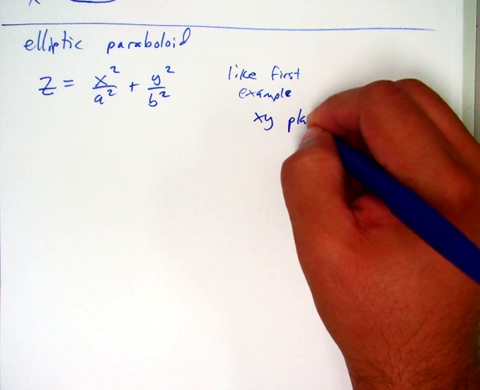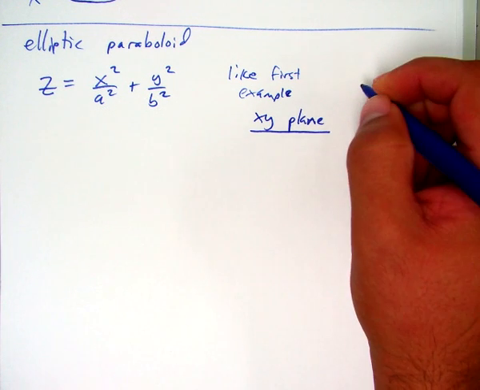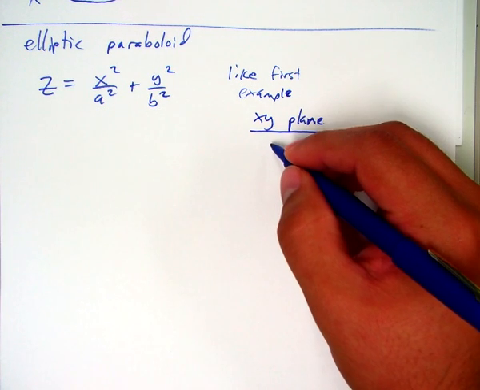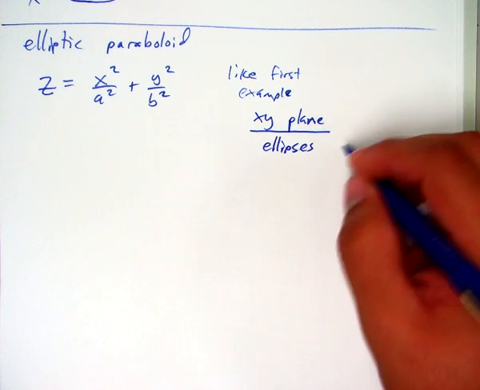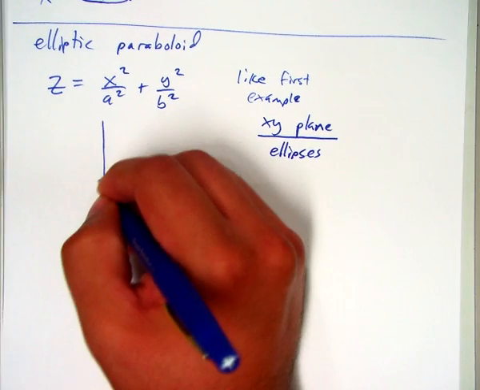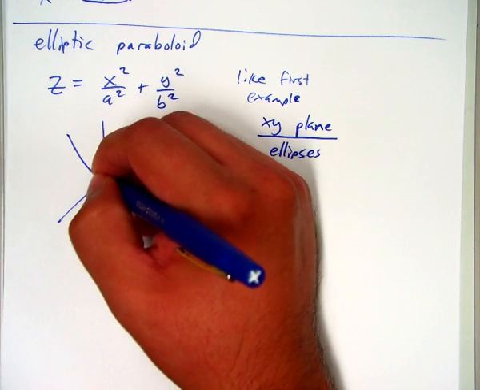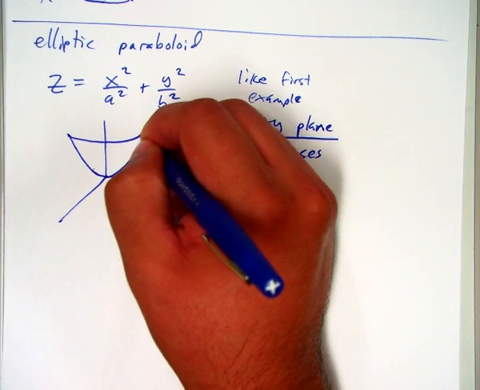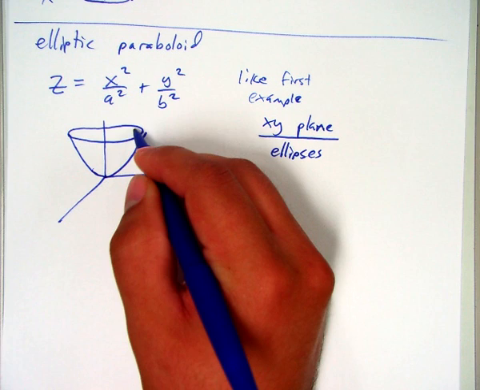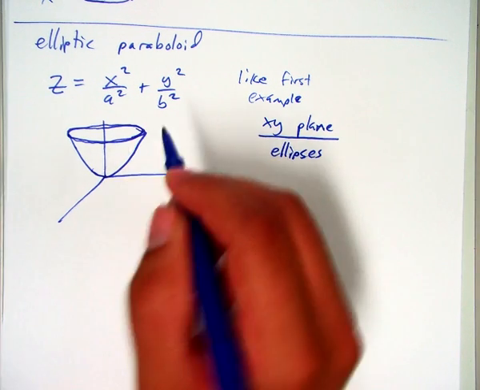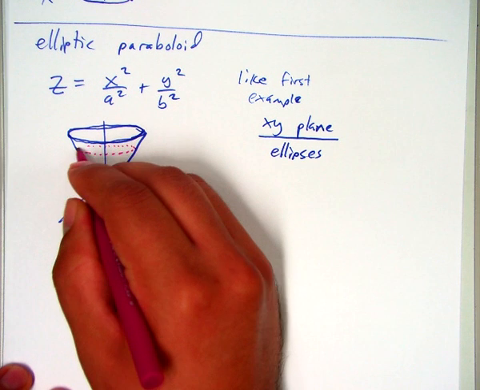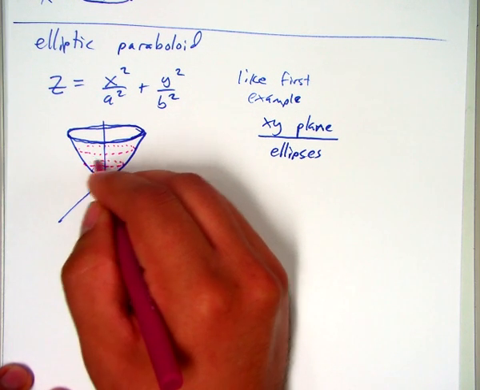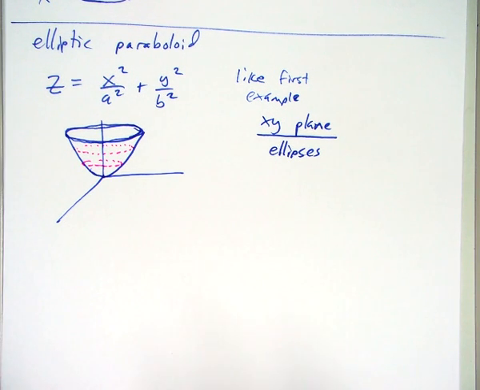Let's see. In the xy direction, how did we create it? We did ellipses, right? When we first did the example. So there's the ellipse, or one of them. And of course, every time you take a slice parallel to the xy plane, there's another one. So those are the traces in the xy direction, parallel to the xy plane.